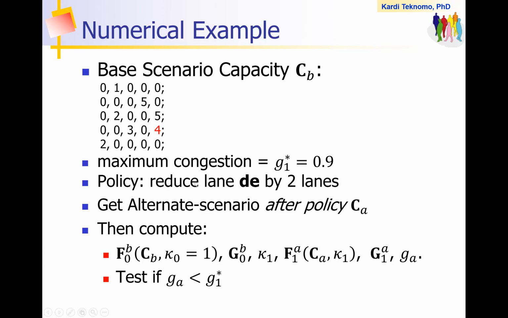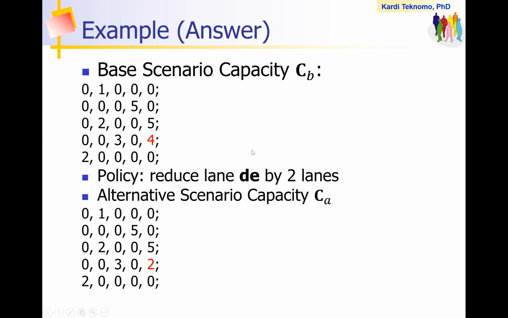Say I want to reduce the lane DE here from 4 to 2. Of course, you need to get the alternative scenario after that policy, CA. What is CA? It is exactly this, now this one becomes 2. After that, you compute the flow and the congestion, and then the scaling factor. Finally, you will get the CA, which must be less than your earlier maximum congestion of 0.9. So here is the answer.